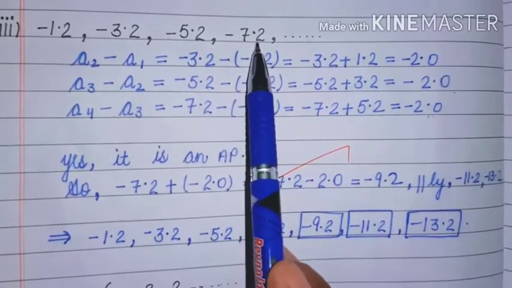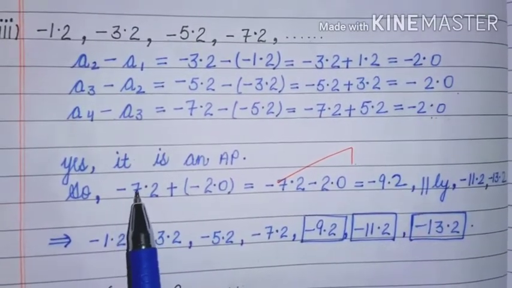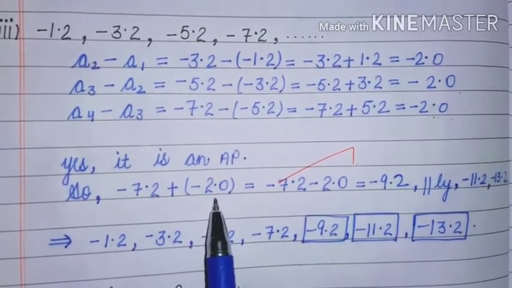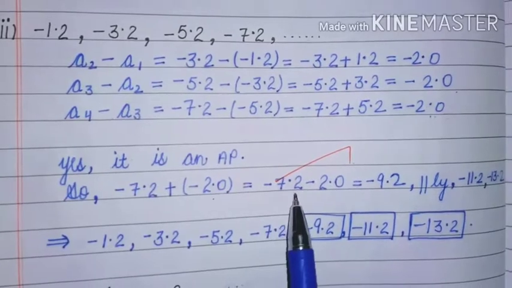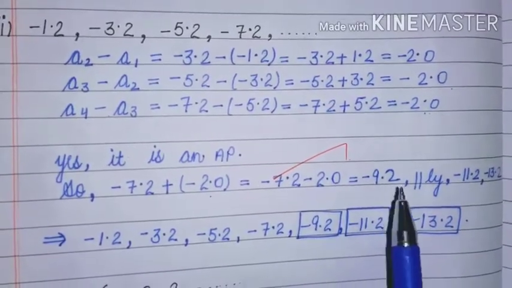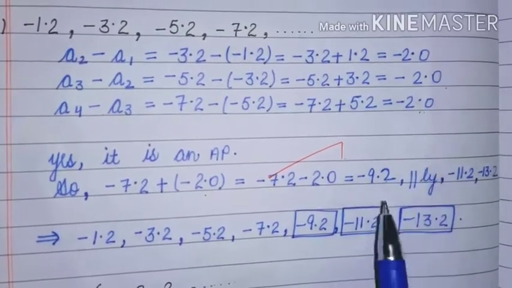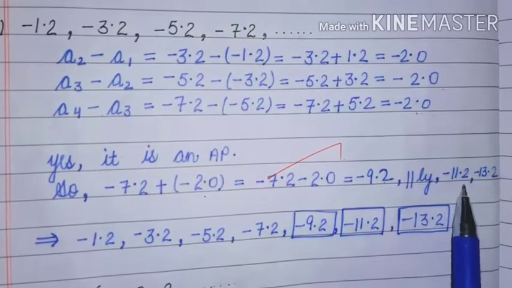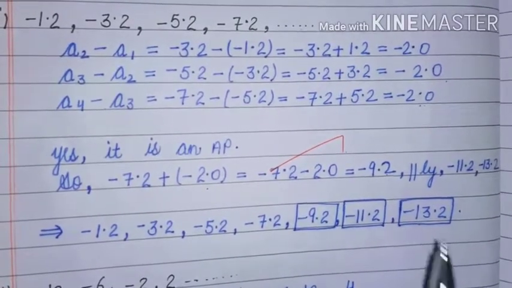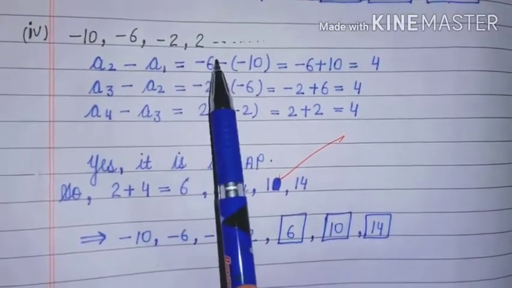To the last term, meaning the fourth term, we will add the value of D. So minus 7.2 plus the value of D, that is minus 2.0. It becomes minus 7.2 minus 2.0, it is minus 9.2. Similarly, we will add minus 9.2 plus minus 2, then you will get minus 11.2 and minus 13.2. This is the AP.